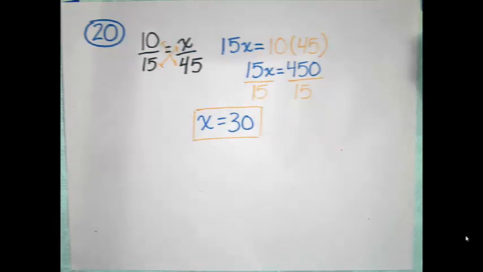Problem 20, 10 over 15 equals x over 45. You cross multiply, which gives you 15x equals 10 times 45. 15x equals 450, divided by 15 equals 30.